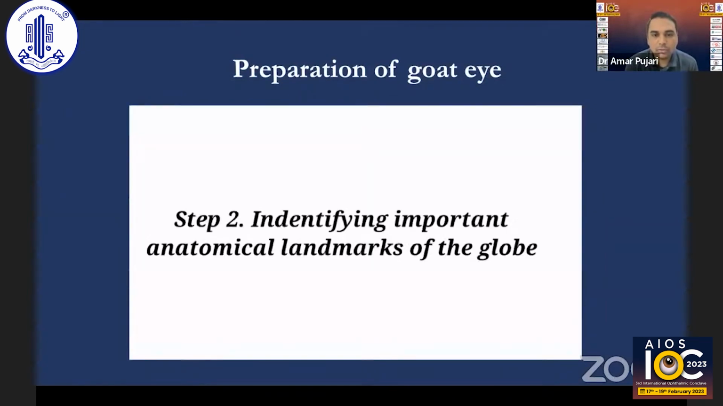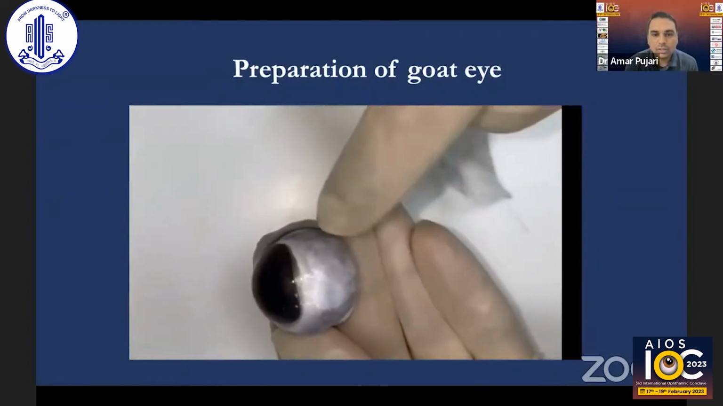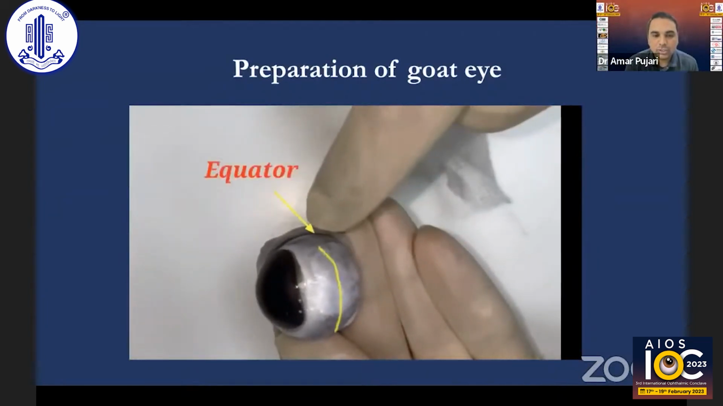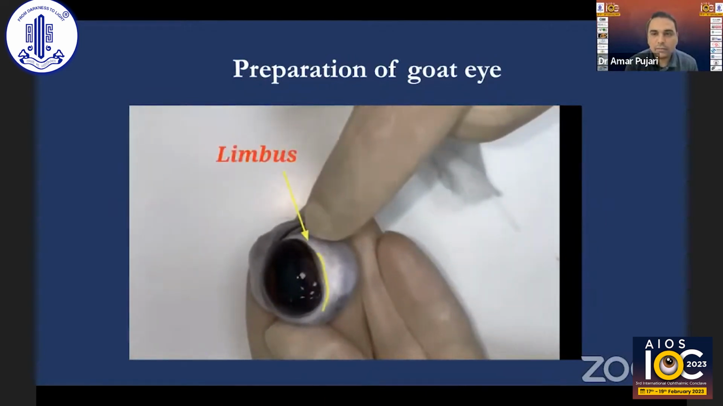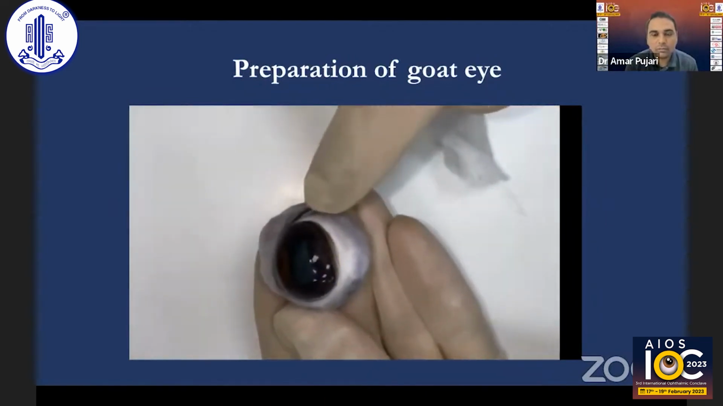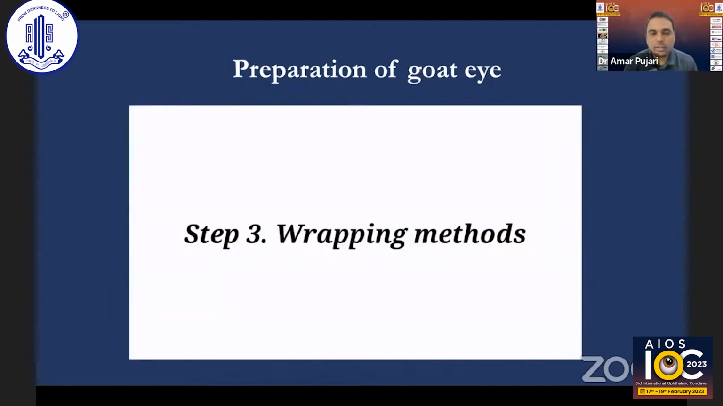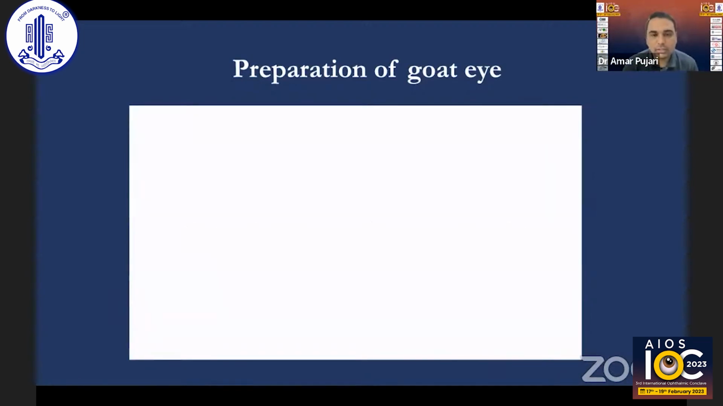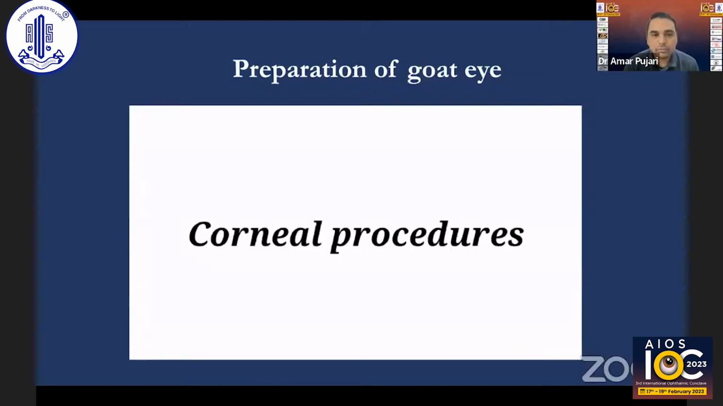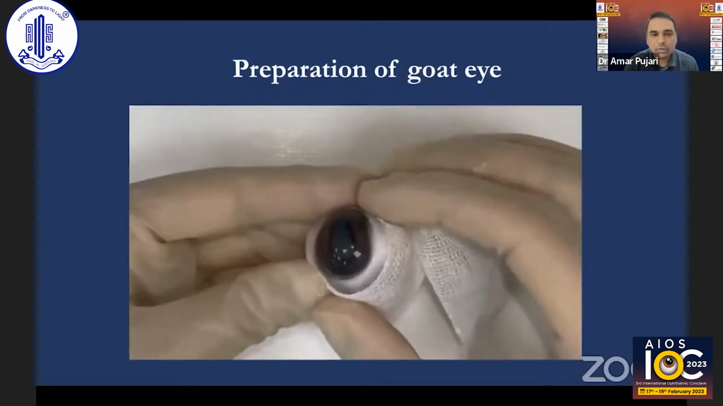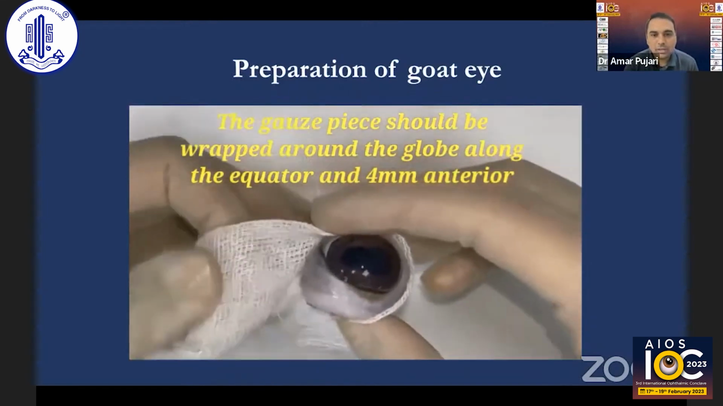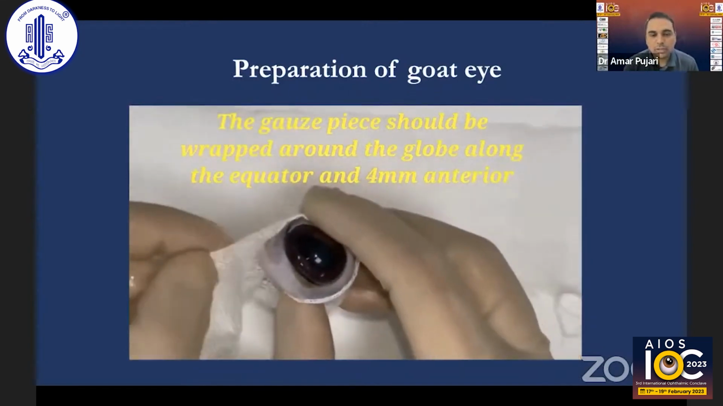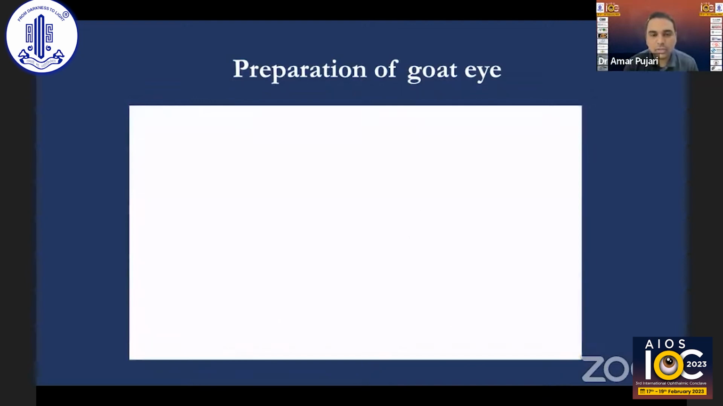We are going to inspect the globe, whether the globe is intact or not, and whether it has any sort of injury. The ones which do not have an injury, we are going to keep. We are going to identify the landmarks, including the equator and the limbus. Once the intraocular tension is adequate, then we are going to wrap the globes. This is how we wrap for corneal surgeries, iris surgeries, and cataract surgeries. Here around 2 or 3 millimeters of the anterior sclera is visible along the cornea.